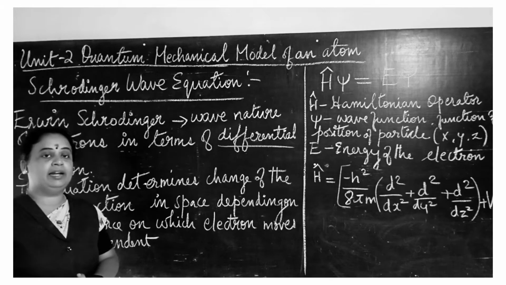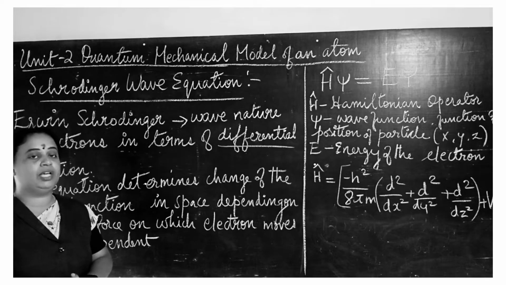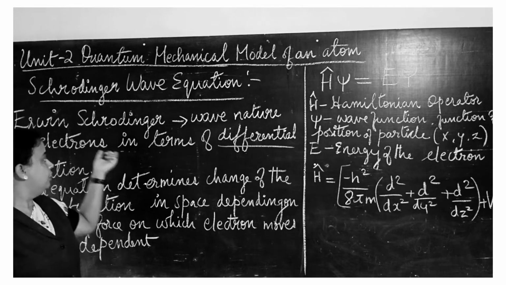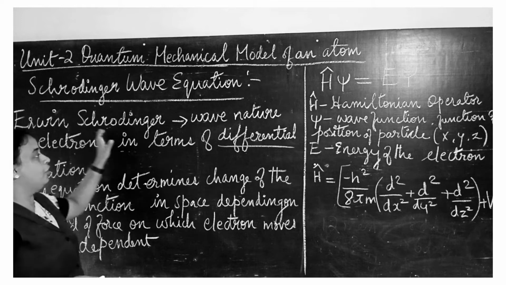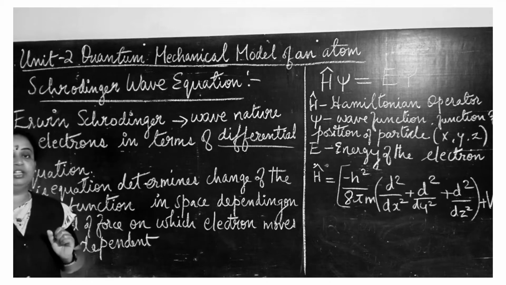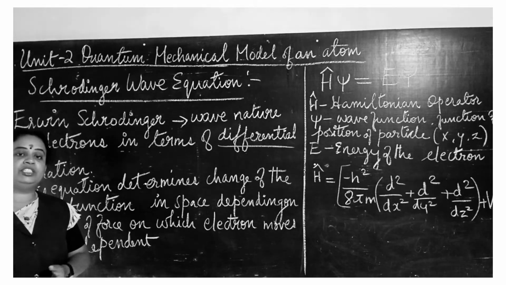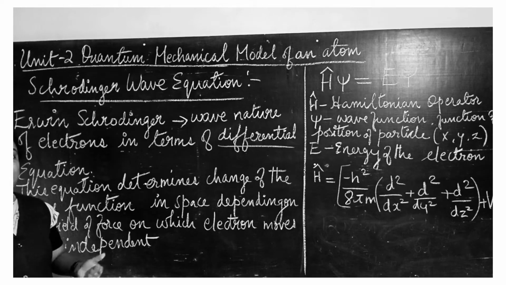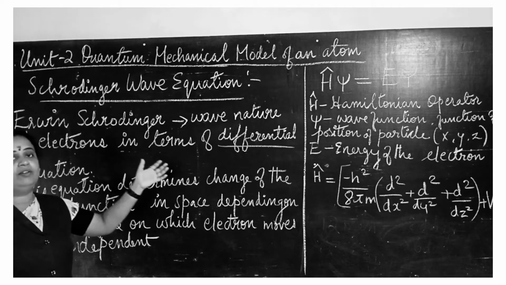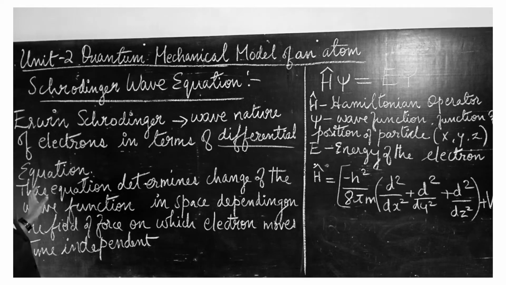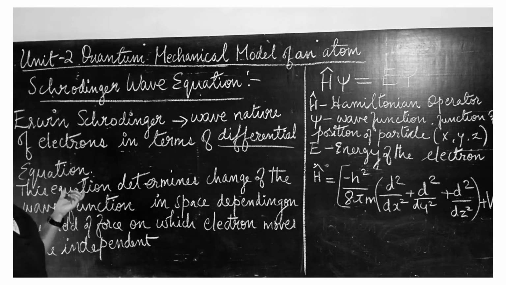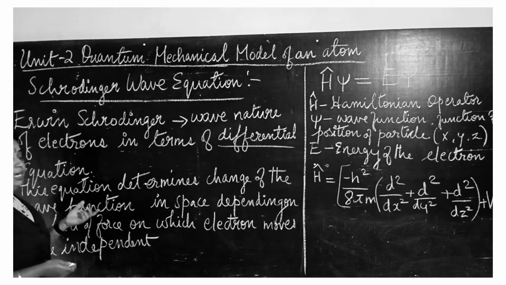In this video, let us study the Schrodinger wave equation. This wave equation was written by Erwin Schrodinger. We know that electrons have wave nature. So Erwin Schrodinger, through his experiments, proposed a differential equation for this wave nature of the electron.